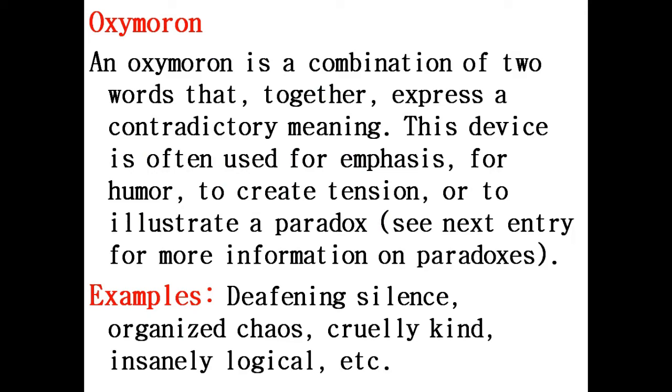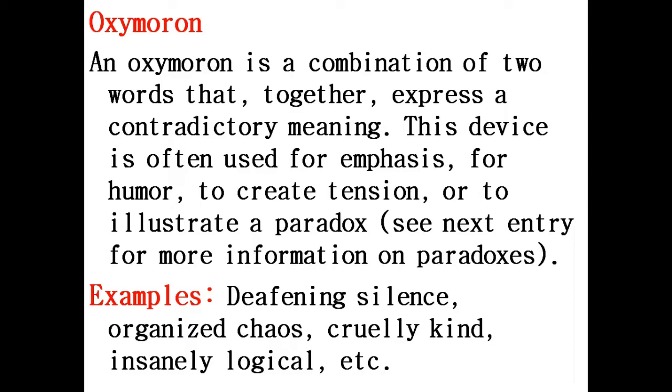The next one, oxymoron. So oxymoron is a combination of two words that together express a contradictory meaning. This device is often used for emphasis, for humor, to create tension, or to illustrate a paradox. See the next entry for more information on paradoxes. When we read the paradox, it will be further clarified and illustrated. But oxymoron means a combination of two words which express a contradictory meaning, the opposite meaning.